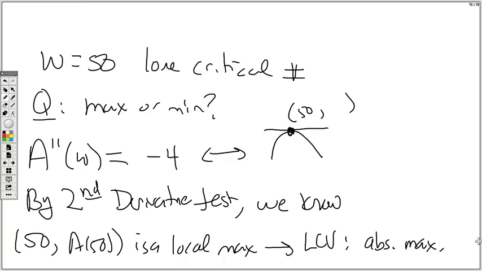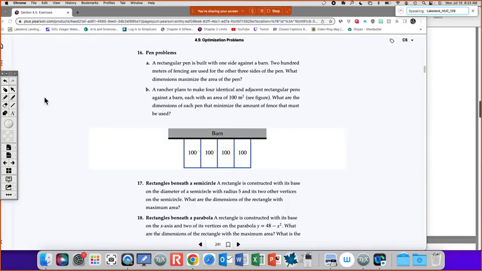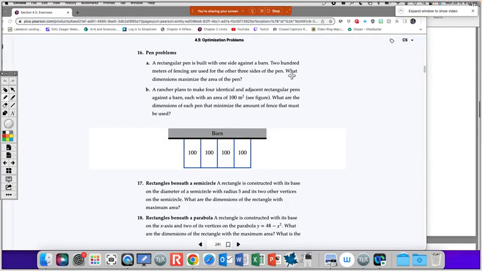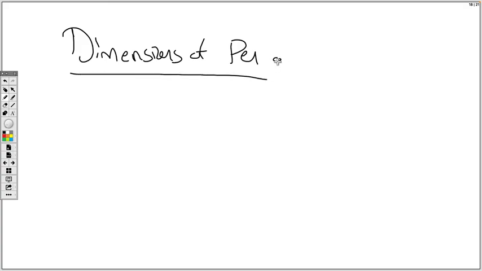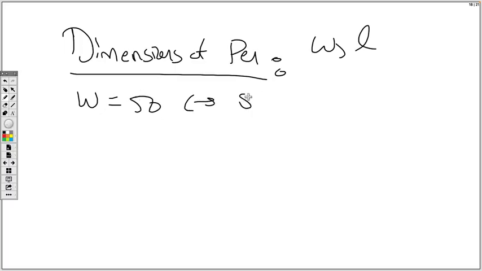Now let's go back and see what they actually wanted in the problem. They say, what are the dimensions that maximize the area of the pen? Okay? So they want the dimensions of the pen. So the dimensions of the pen are the what? That's the width and the length. You follow? So the width we already know is 50, and that would be 50 what? What's the units here? Meters.